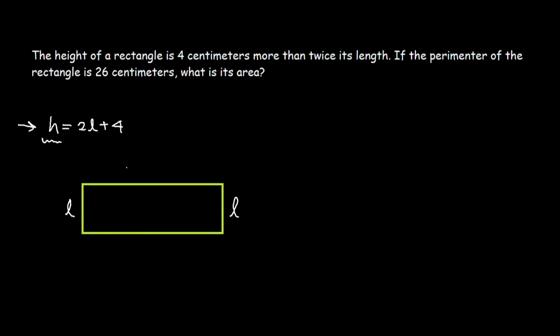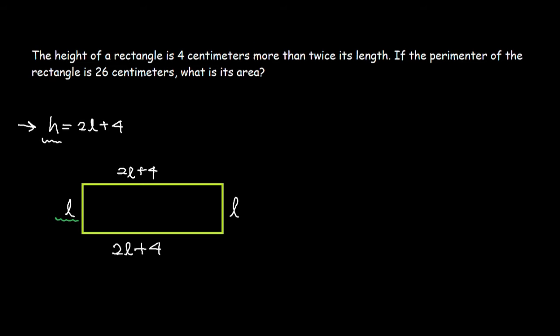So instead of putting h here, I'm going to simply write 2L plus 4. And same thing over here, 2L plus 4. That way, I'll only be left with one variable, which is this L. So I won't have two variables to worry about.